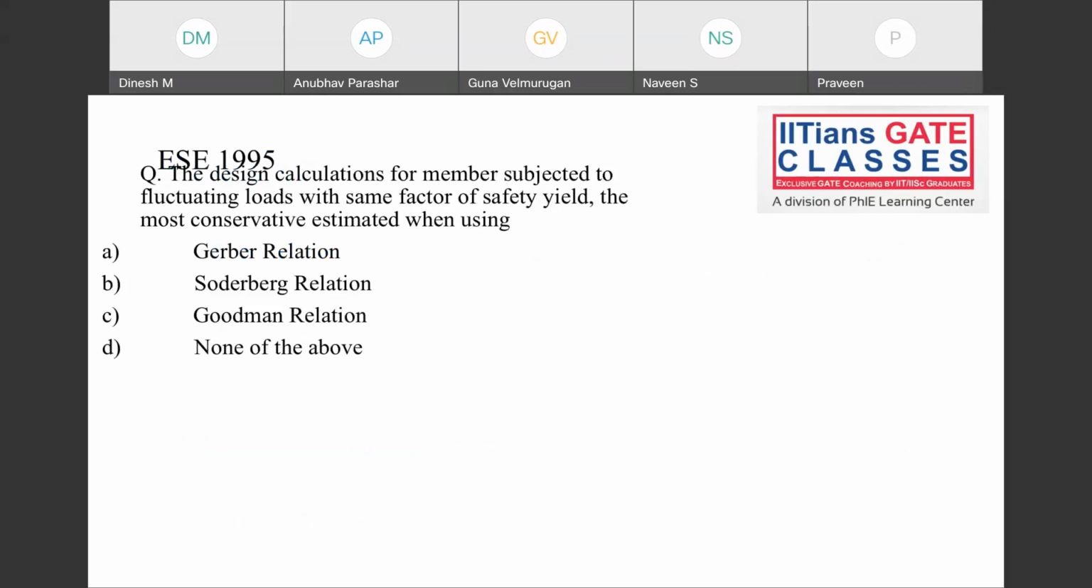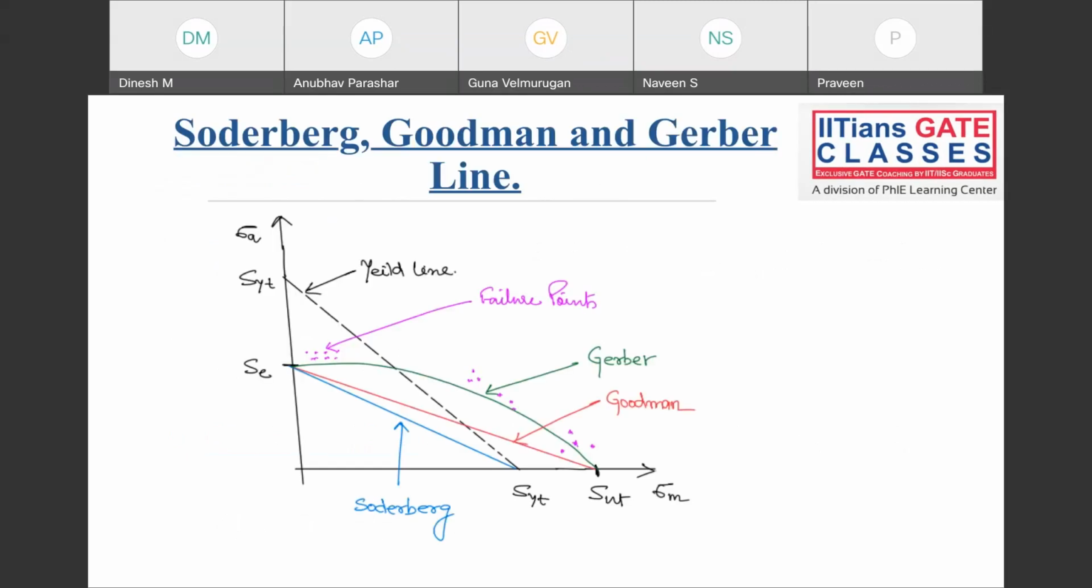Problem. What we are going to have is the Soderberg, Goodman, and Gerber lines, right? We'll see how exactly to use this. In the coming slide, we'll definitely talk about the equations. What are the different equations? You can use any one of them. But we'll see how to use it. First, let us try to plot them.